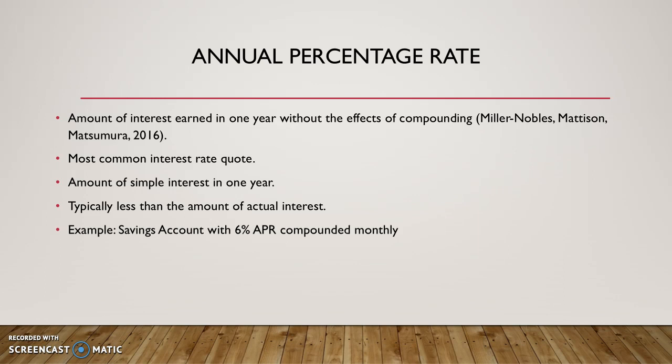Let's take a look at an example of APR as it's applied to a savings account. Typically what you see is APR expressed like it is in this example, an account with 6% APR compounded monthly. When you see this, what you're really getting is 6% divided by 12 months, or 0.5% interest every month. APR is then used to calculate the actual interest rate earned for each compounding month.